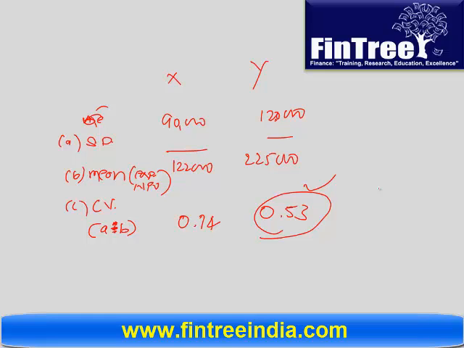Since coefficient of variation of project Y is lower, that is risk taken per unit of return is lower, project Y should be given preference over X.